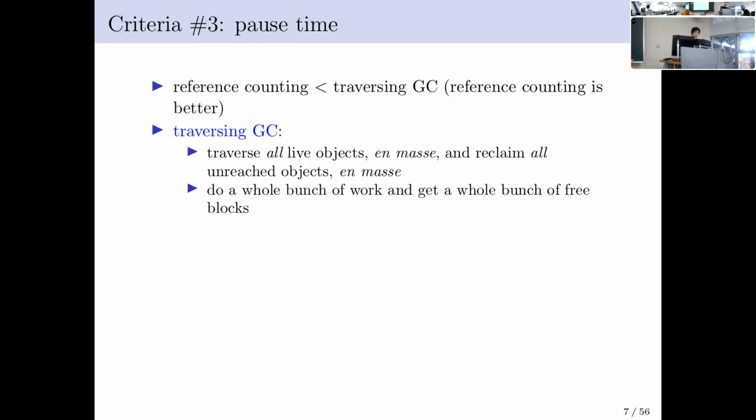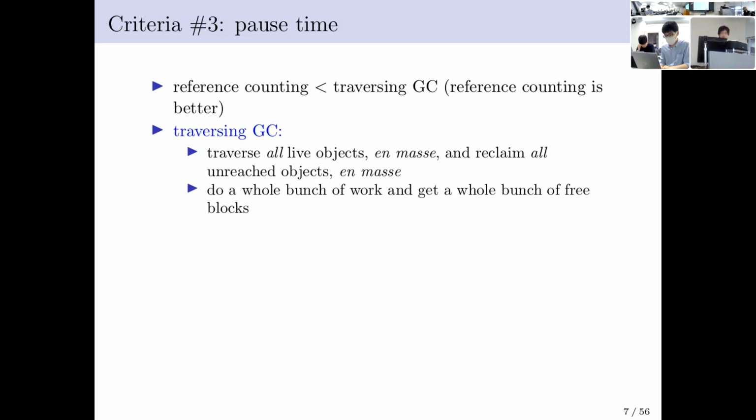So while the traversing garbage collector is traversing the graph of the entire reachable objects, the application basically has to stop. So there are some ways to make it better. I'm going to get into this later, something called the incremental garbage collection.